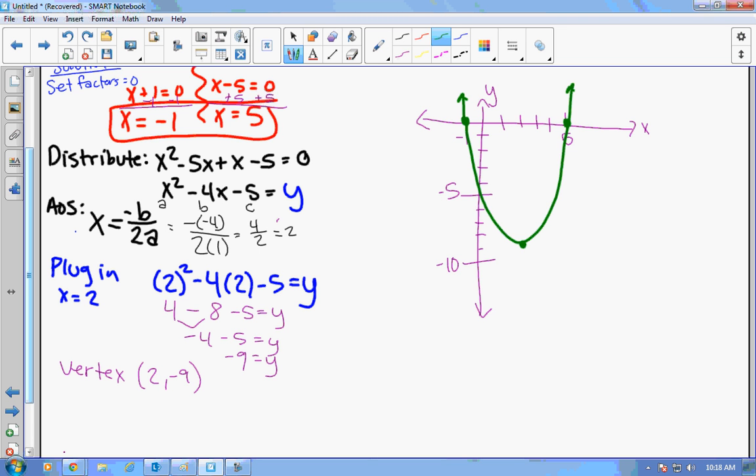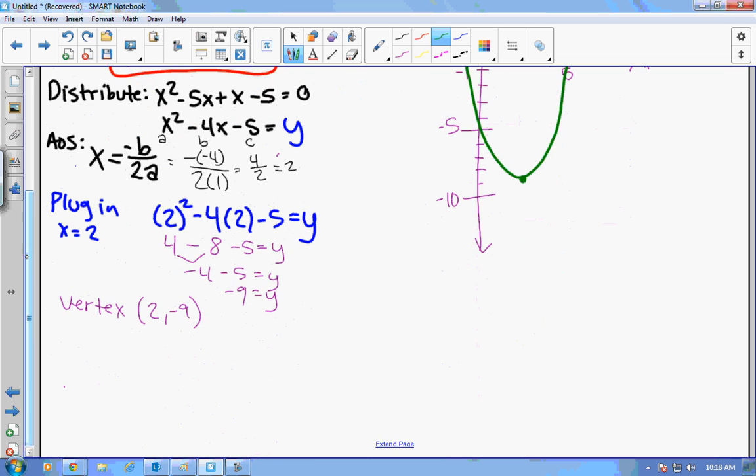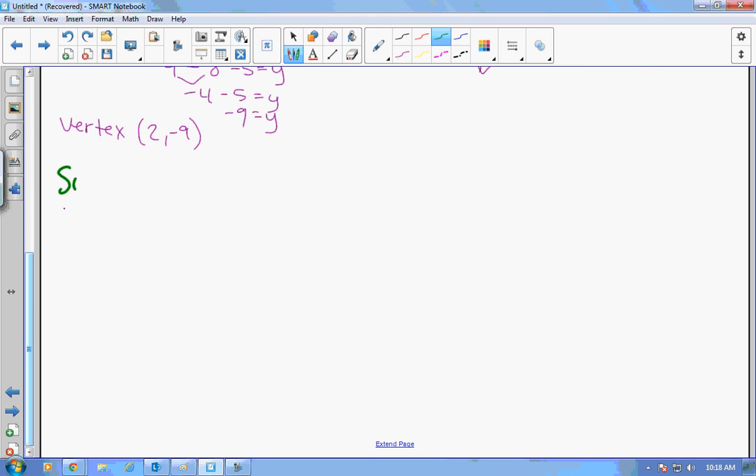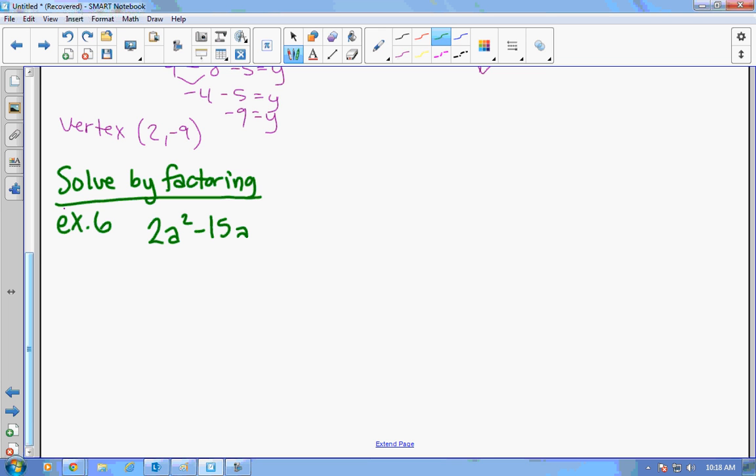Okay, we're going to do one more that piggybacks off of our last test. What was our last test on? Factoring. So we're going to do example 6, which has factoring. Solve by factoring: 2a squared minus 15a plus 18 equals 0. You guys should know how to do that.